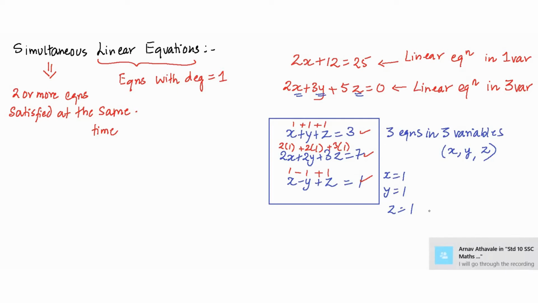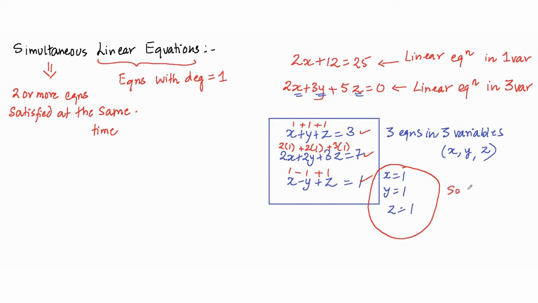So you will notice that the values of the variables x equal to 1, y equal to 1, z equal to 1 do satisfy all the three equations at the same time, and this is why this is called the solution to the simultaneous equations. So what it means is x equal to 1, y equal to 1 and z equal to 1 satisfies all the three equations at the same time.